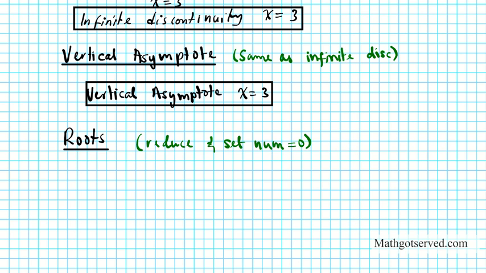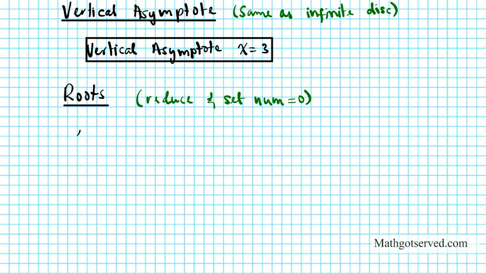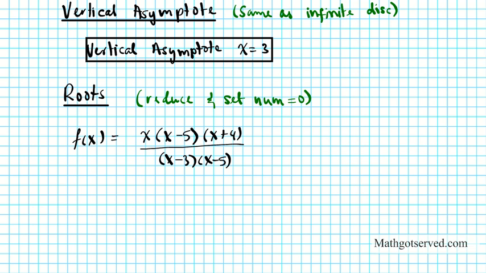So we're going to rewrite the original problem. The original problem is f of x equals x times x minus 5 times x plus 4 divided by x minus 3 times x minus 5. Now the reason why we're reducing is because if I reduce this factor and this factor right here, even though it shows up in the numerator, it is not a root because it's removed. It's a removable discontinuity. Okay? So you reduce it first, and we're left with x times x plus 4 over x minus 3.